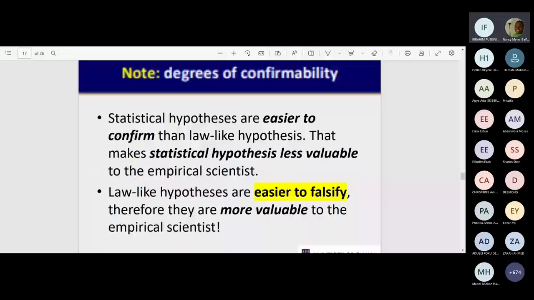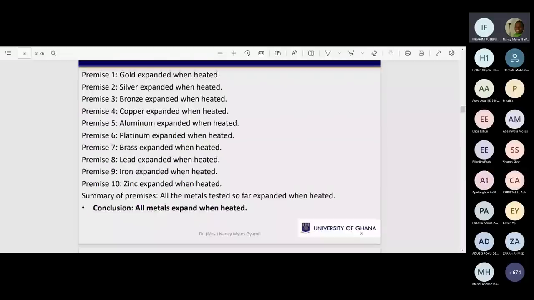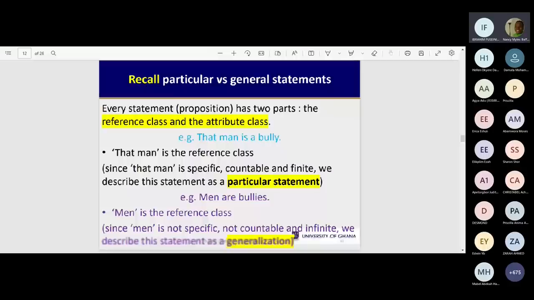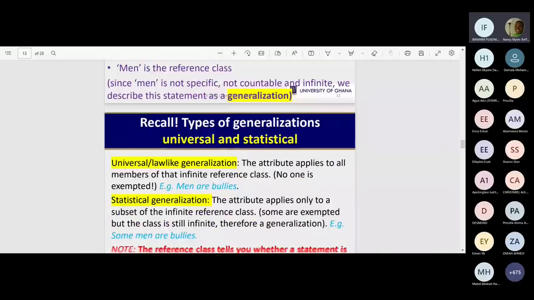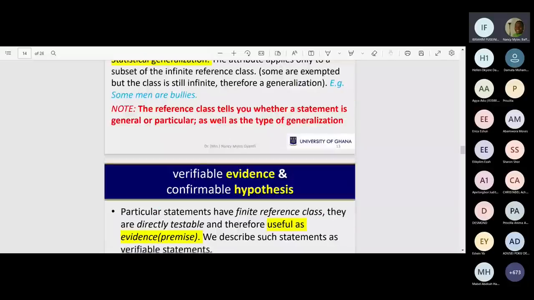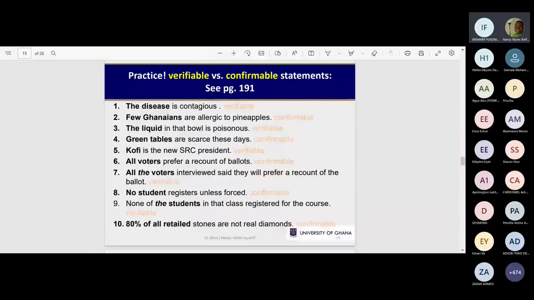Now, I'll take questions if you have them. This slide was a revision slide, the one that has the particular versus general. It was repeated. I pulled it again from your unit six, particular versus general, and put it here. Look at the types of generalizations, universal versus statistical. I took it from there and brought it here. This exercise, practice verifiable versus confirmable statements, was directly pulled from unit six and put here for clarification so you can connect it.